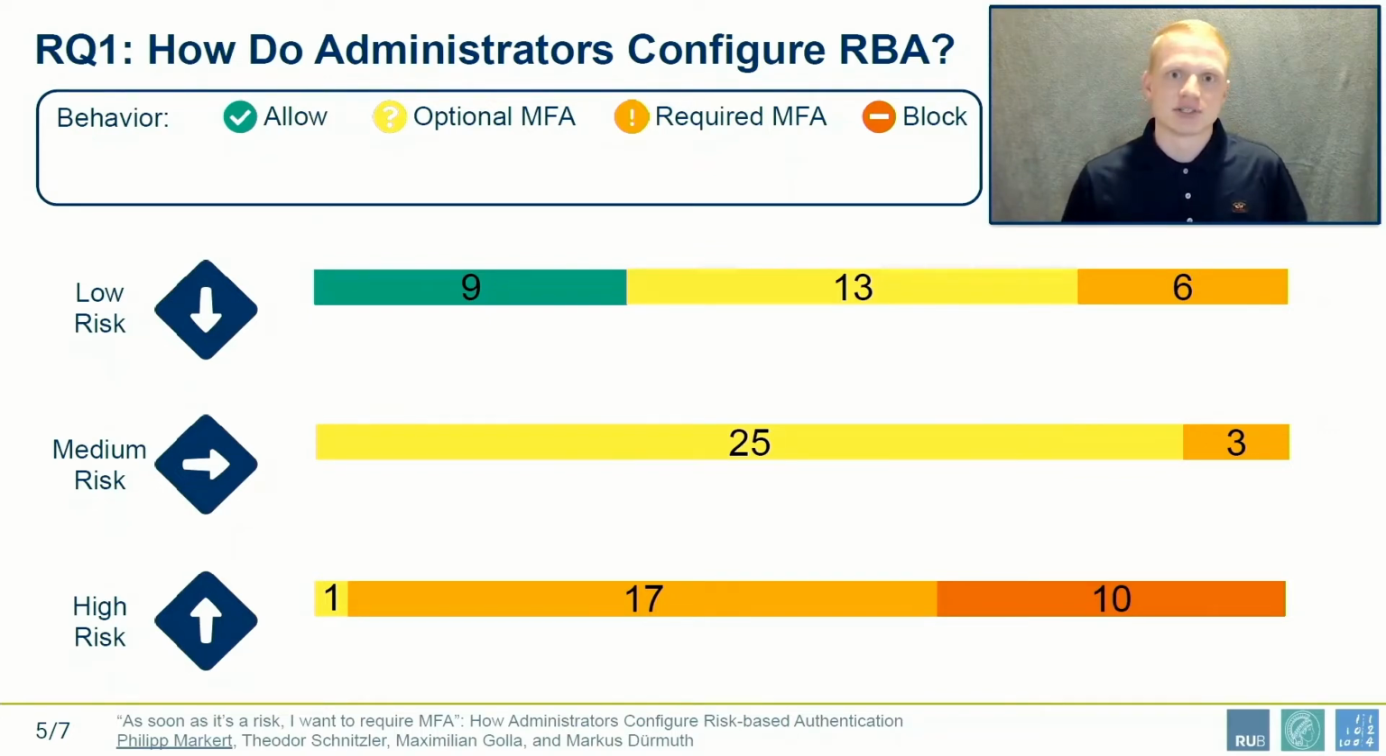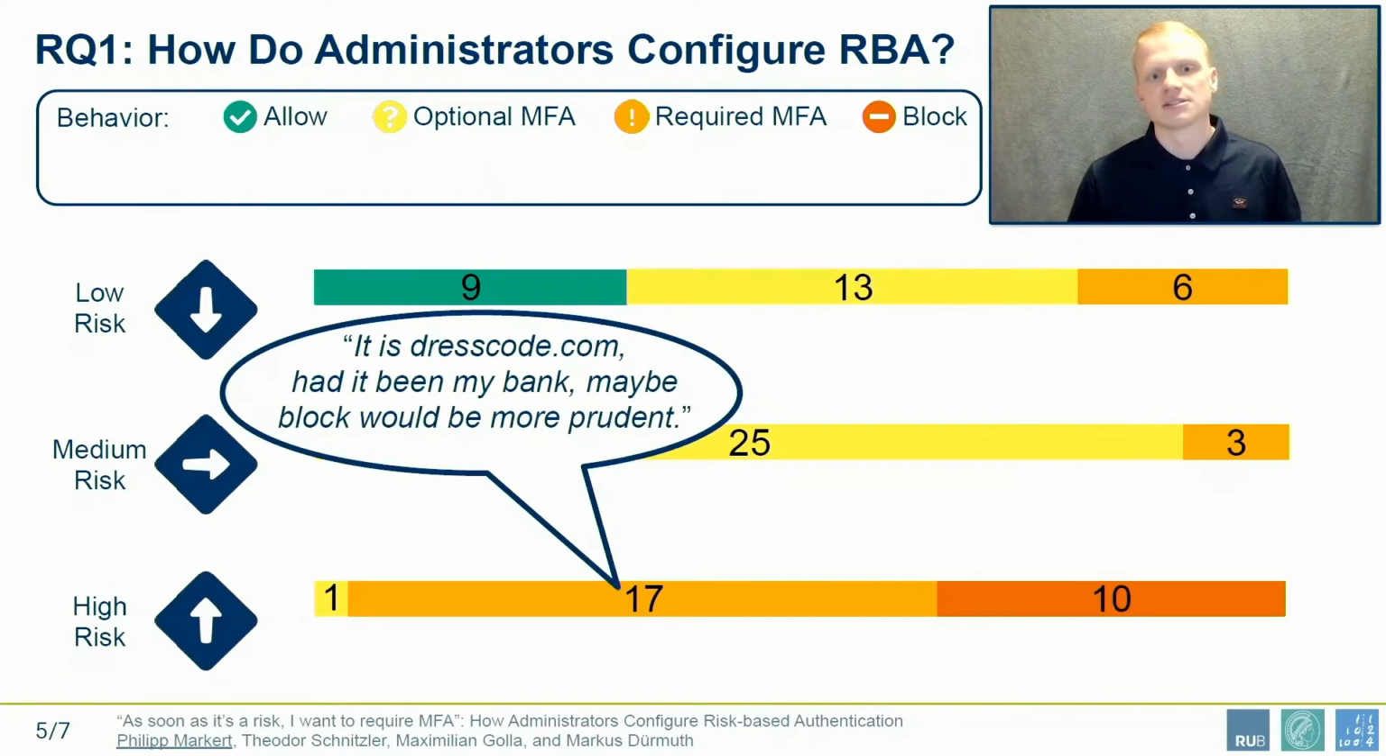When asking participants about their configuration, one of them said, well, it is just dresscode.com. Had it been my bank, maybe block is more prudent. So this participant considered this scenario and said for a different scenario, a different outcome may have been possible.